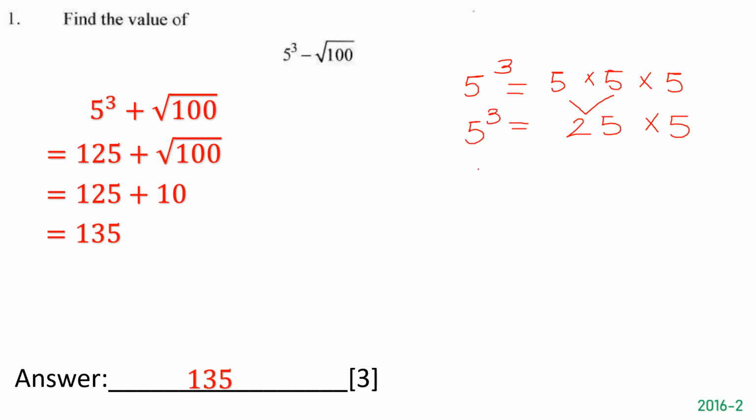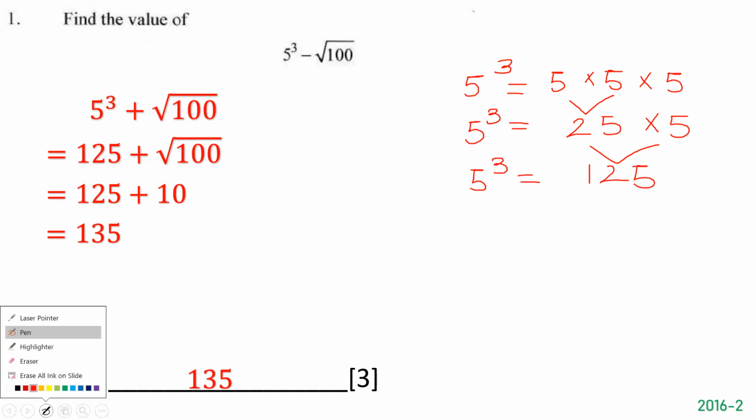And then we have 5 to the third power, which is equal to, well, what is 25 times 5? Well, 25 times 5 is definitely 125. And so that's how we got 5 to the third power, which is 125. And so we have 5 to the third power, which is 125, plus the square root of 100, which is 10. So we have 125 plus 10, which is 135. So the answer here is 135.